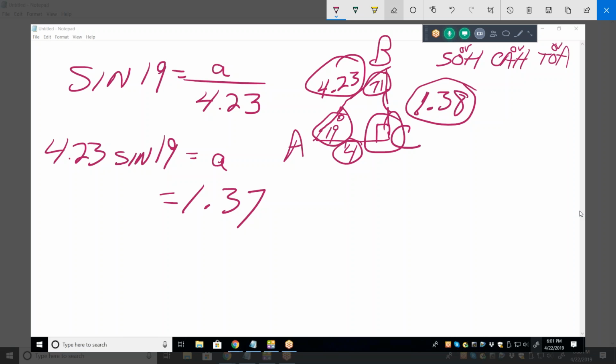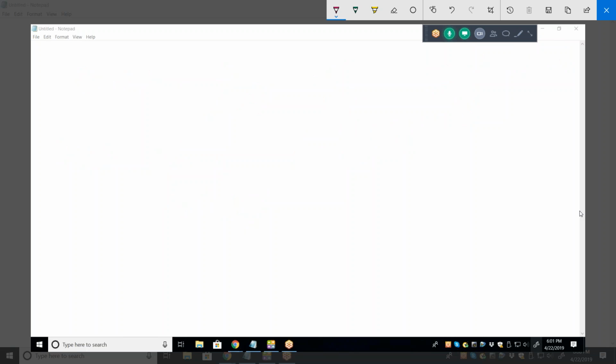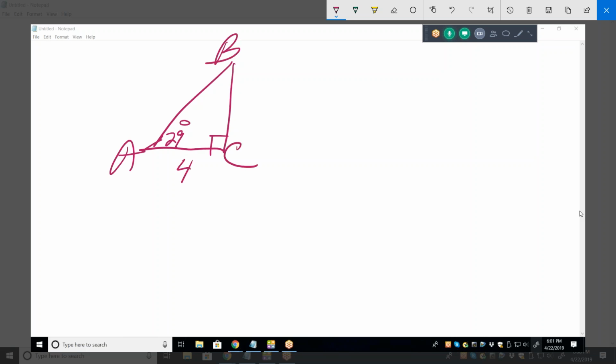Okay, what else you got? So this next problem uses the exact same triangle. It gives us capital A equals 29 degrees and lowercase b equals 4. Give me everything you need to do to solve this triangle.